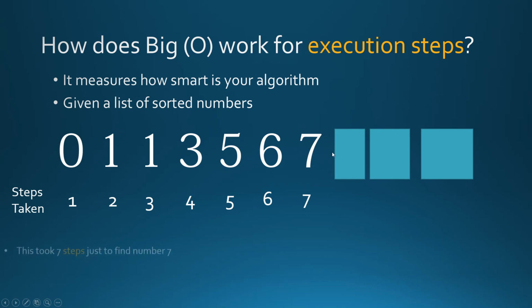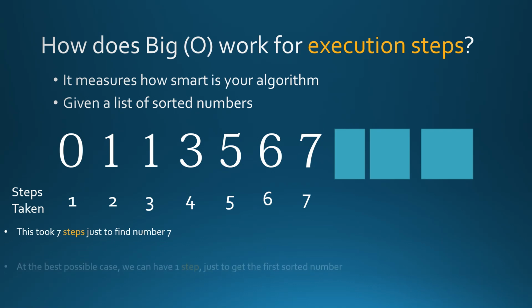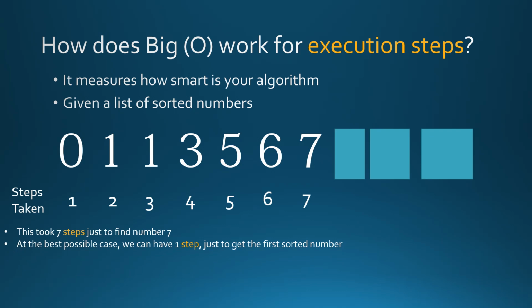So how does our algorithm work? It took 7 steps to find the number 7. That's the algorithm that we have made right now. For our best possible case, we can have 1 step just to get the first sorted number. So if we search for 0, it would take us 1 step. That would be amazing. But if we wanted to search for 7, it took 7. If we wanted to search for 5, it's going to take 5. So for the case we implemented, 7 steps, and for the best possible, 1 step.